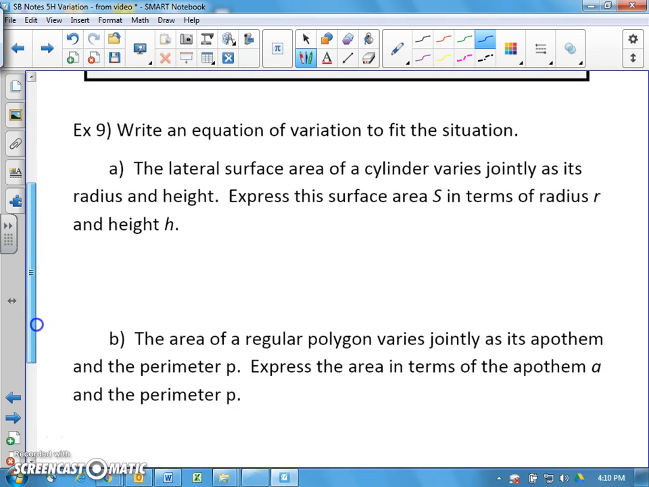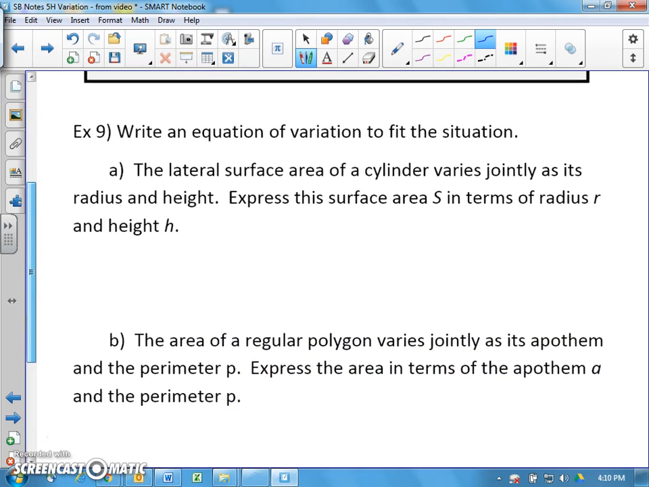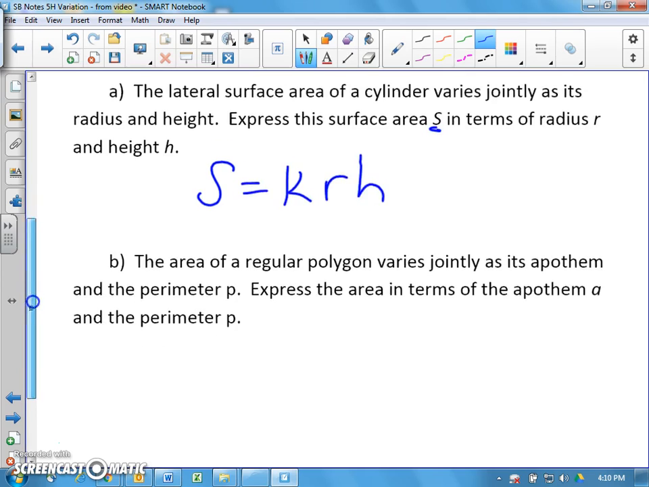Example 9 says to write the equation of variation to fit the situation. Since we don't have any numbers, we're just going to write that general form. So the lateral surface area, which they're asking us to use S for, varies jointly as its radius and height. So we would say S equals K times R for radius times H for height. That would be the general form. Then if we had numbers, we could substitute them in for S, R, and H, find K, and go on from there. So let's look at B.